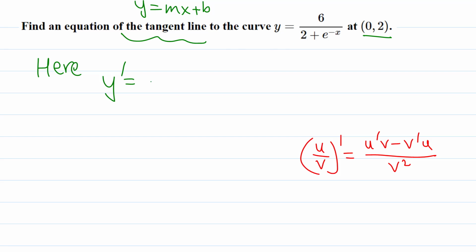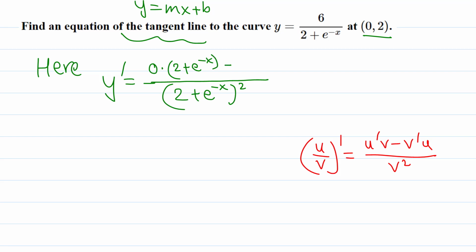Let me use that. So 2 plus e raised to negative x, squared, on the bottom, v squared. On the top, derivative of 6 is 0 times bottom, minus v prime, derivative of bottom. So derivative of 2 is 0 plus derivative of e raised to negative x. So what is that? E raised to negative x.